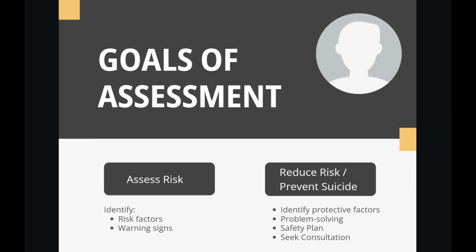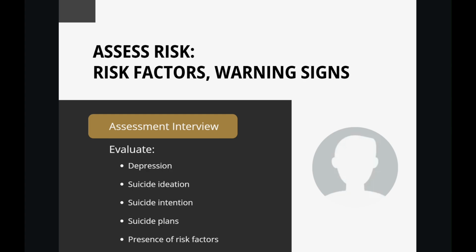So, what are some of the assessment questions you would ask next? There's two goals for assessment in this case: assess risk and try to reduce risk and prevent suicide. So, the questions on the following slides will address both of these goals. Corey et al. outlines 5 specific pieces that you want to look for in your assessment interview, and those are listed here. And these will all be covered by the questions on the following slides.